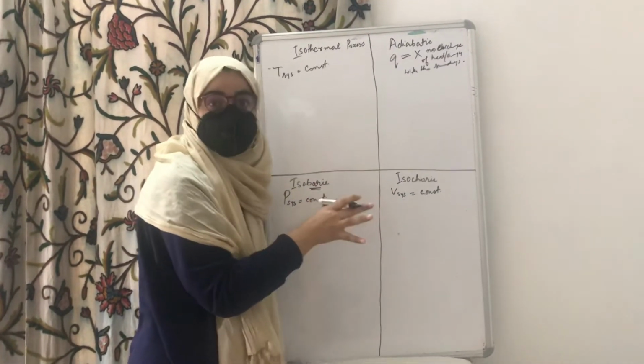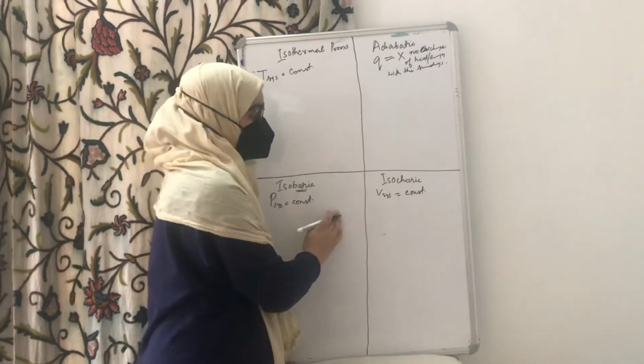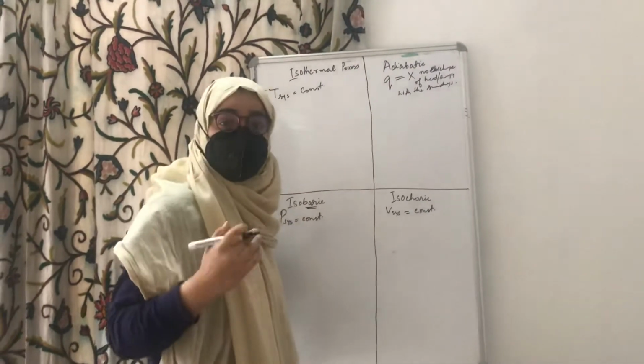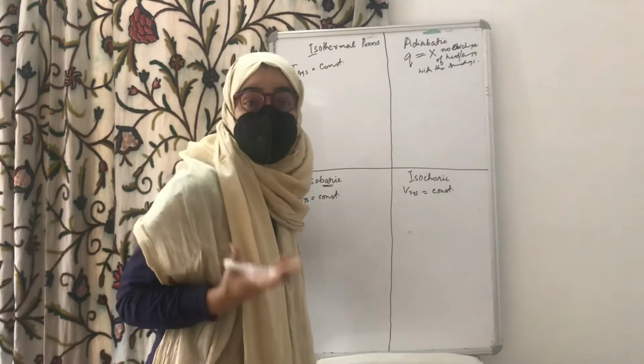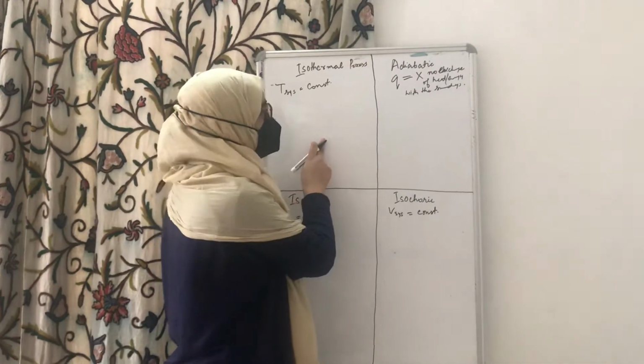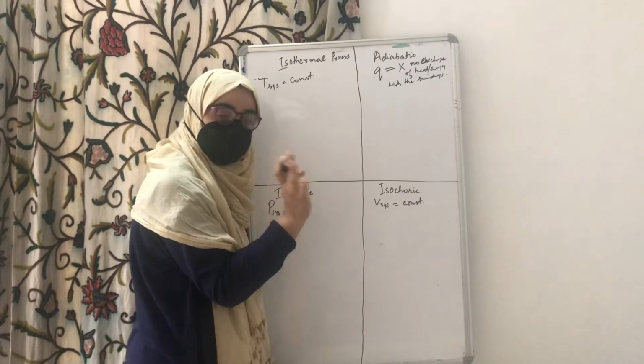These are constant parameters, right? If these parameters are remaining constant, then how does the change happen? What occurs? What happens, right? So here the temperature of the system remains constant.